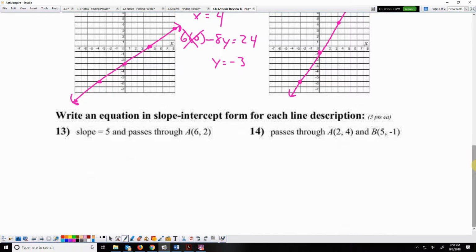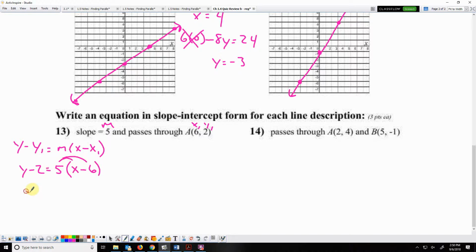And last, write an equation in slope-intercept form, and we will start from point-slope form, which is y minus y1 equals m times x minus x1. Here's my slope, that's m. Here's a point that the line is going through, that's x1 and y1. Y minus y1 is y minus 2. M is 5. X minus x1 is x minus 6.